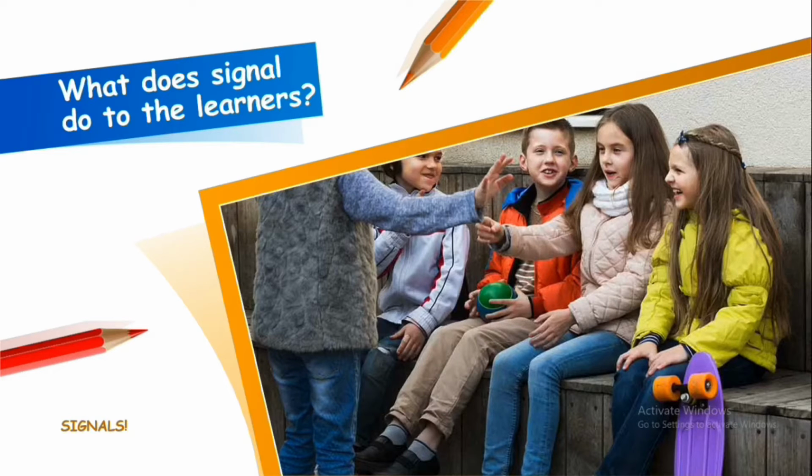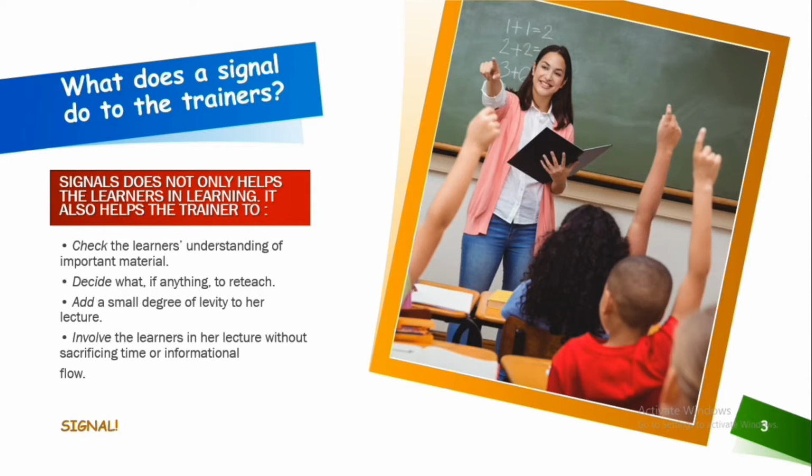It helps the learners think about what they have heard and make some opinion-based decision about what they have learned. It also helps the learners to interact with the new information in quick, low-risk ways and stay focused on the material being presented. What does a signal do to the trainers?